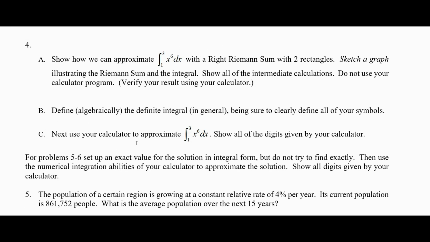Next, we want to show how we can approximate the integral from 1 to 3 of x to the 6 dx using a right Riemann sum with just 2 rectangles. I want you to draw out the graph carefully on graph paper or a computer-generated graph and illustrate the Riemann sum and the integral on that graph. Show all the intermediate calculations, but do not use any calculator program. Do it completely by hand.